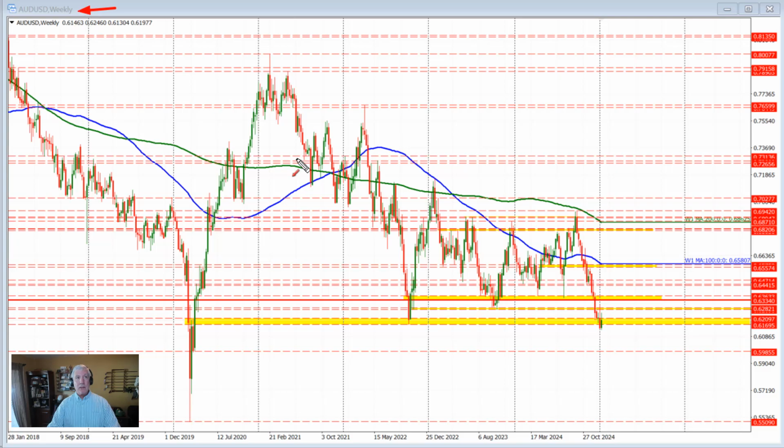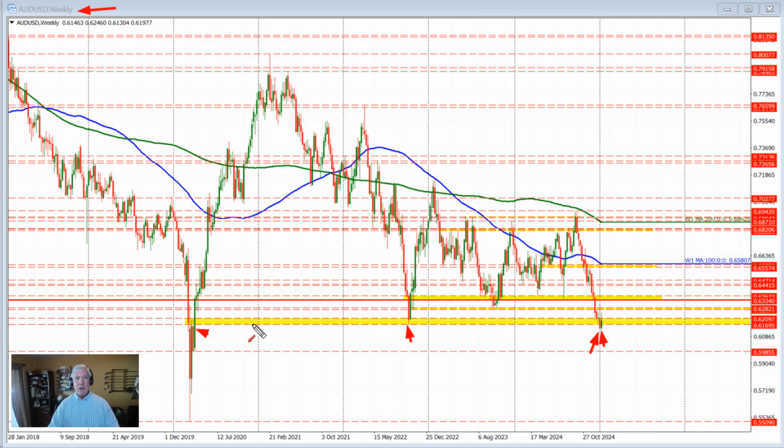Let's start by looking at the weekly chart. Why the weekly chart? Because the low prices that we reached last week and this week took out the low prices from 2022 and traded at the lowest level going back to 2020. It wouldn't fit on the daily chart, so I have to go all the way to the weekly chart to be able to see that.